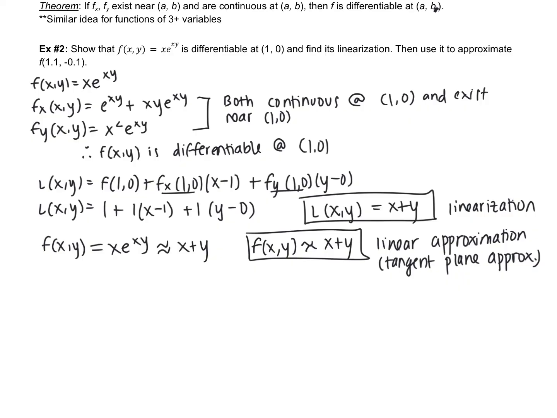Okay, so what that tells us then is if I want to approximate f of 1.1 comma negative 0.1, that's about equal to 1.1 add negative 0.1, which is 1. So we're saying f of 1.1 comma negative 0.1 is about equal to 1.